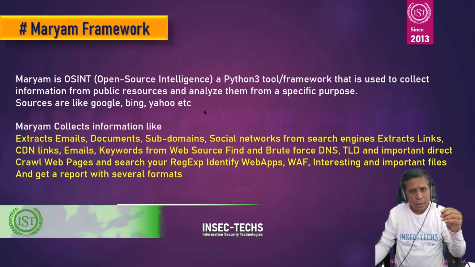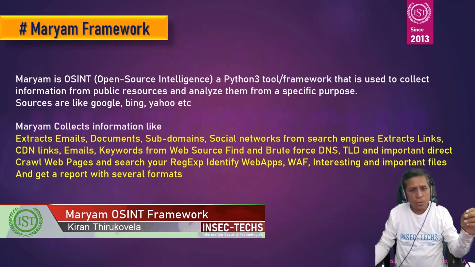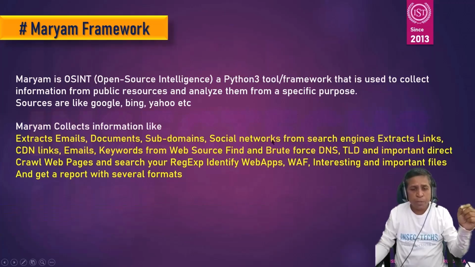So it will grab the information of a query term. It could be social network profiles, a phone number, email addresses, or a DNS record. All the information that is collected from the public resources is analyzed, and the final result is displayed in front of you. The kinds of information the Maryam framework collects are: extract email addresses, documents, subdomains, social networks from search engines, extract links, CDN links, emails, and of course email addresses.